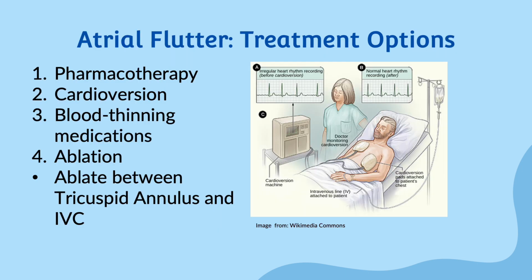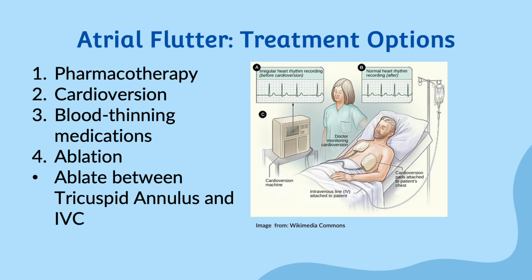The primary goal of treatment for atrial flutter is to restore and maintain a normal sinus rhythm. This can be achieved through medications such as antiarrhythmic drugs, electrical cardioversion, and catheter ablation. Blood thinning medications may also be used. Antiarrhythmic drugs may be used to control the heart rate and prevent recurrence of the arrhythmia. In some cases, catheter ablation may be necessary to eliminate the electrical reentry circuit causing the atrial flutter. In the case that ablation is needed, it most often takes place between the tricuspid annulus and the IVC.